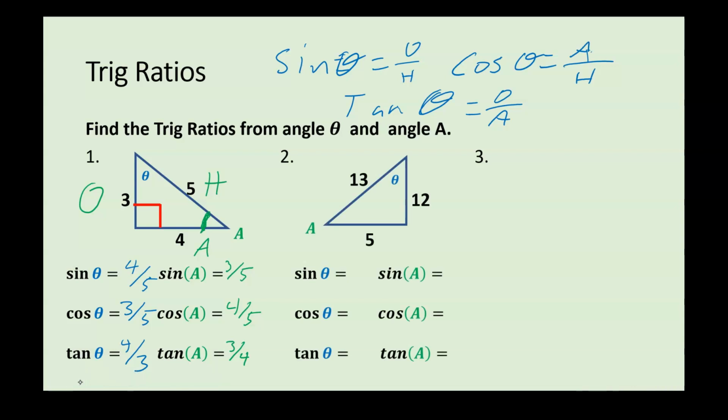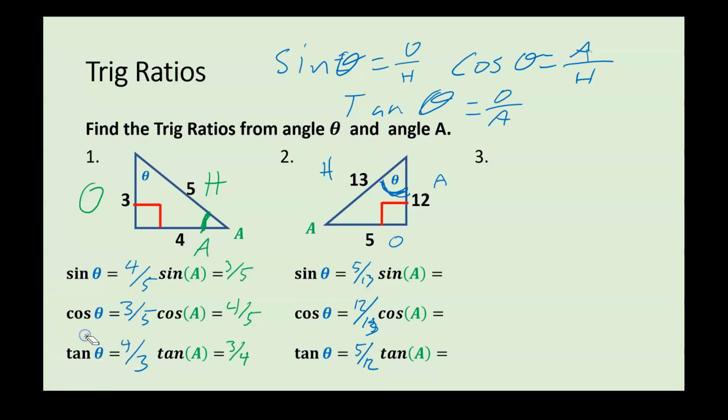Next. So, same thing. We're looking from the perspective of theta. From this perspective, once again, this is the opposite side, this is the adjacent side, and this would be the hypotenuse. So, the sine of theta would be 5 over 13. The cosine of theta would be 12 over 13. The tangent of theta would be 5 over 12.